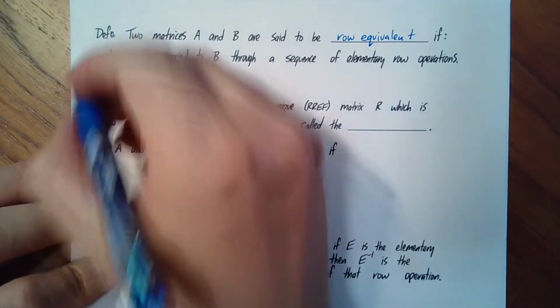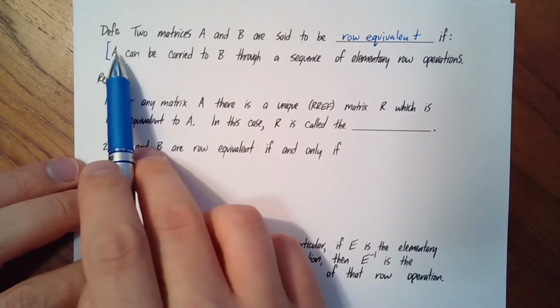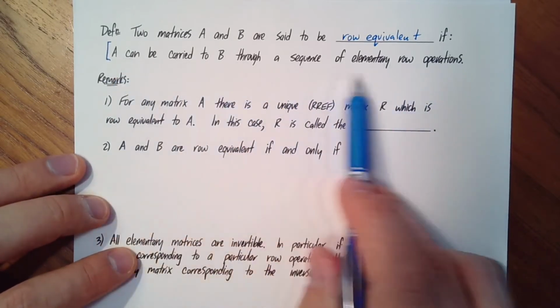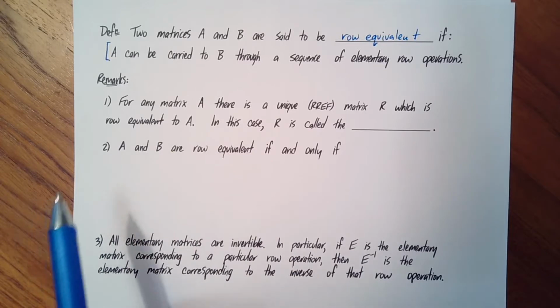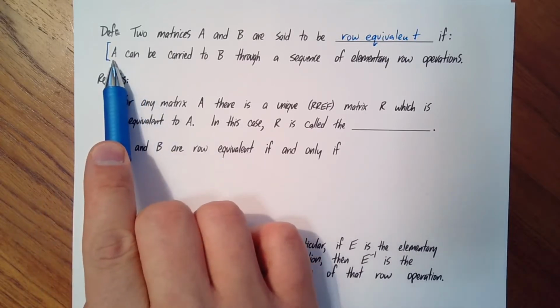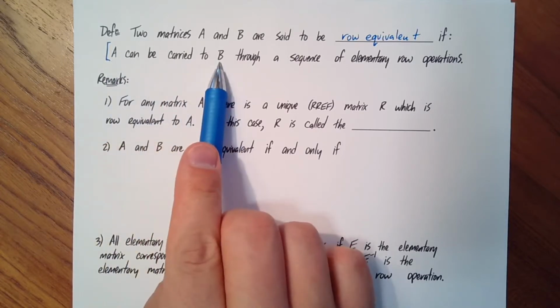And here's the statement. I'm just going to put a bracket there. So this is the statement here. That is the defining statement for the definition of row equivalent. So two matrices A and B are row equivalent if you start with the matrix A, there's some sequence of row operations that you can perform one after another to end up with the matrix B.